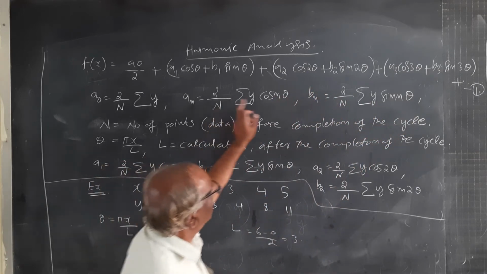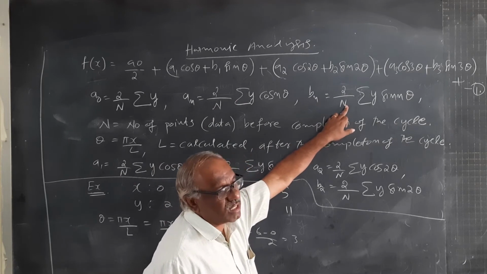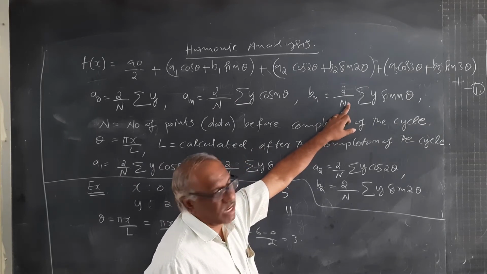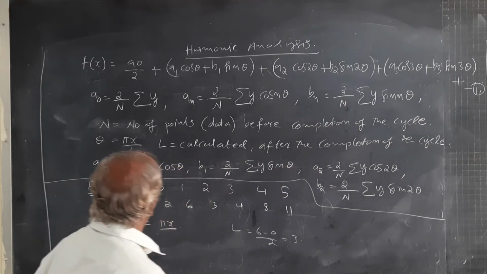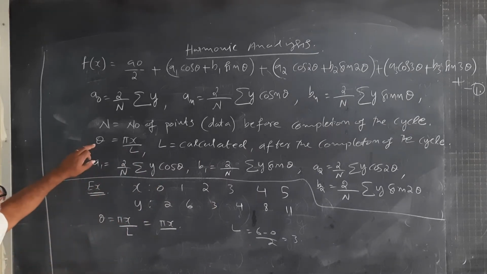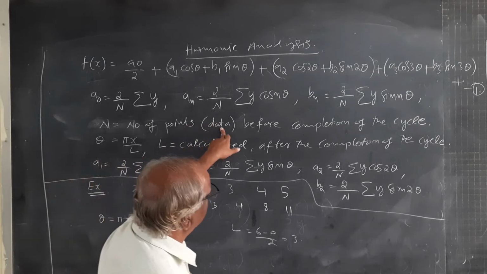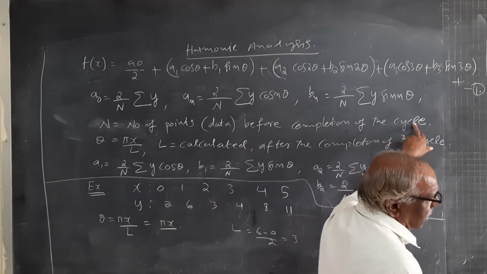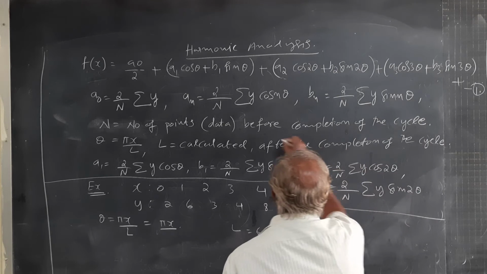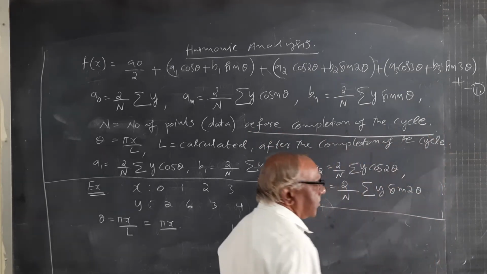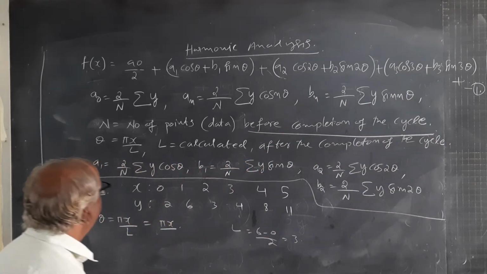Now I will tell you what this N is. This capital N is nothing but the number of entries in the data. Capital N is equal to the number of points or data before completion of the cycle. I will tell you the meaning of before completion of the cycle when I take up an example.